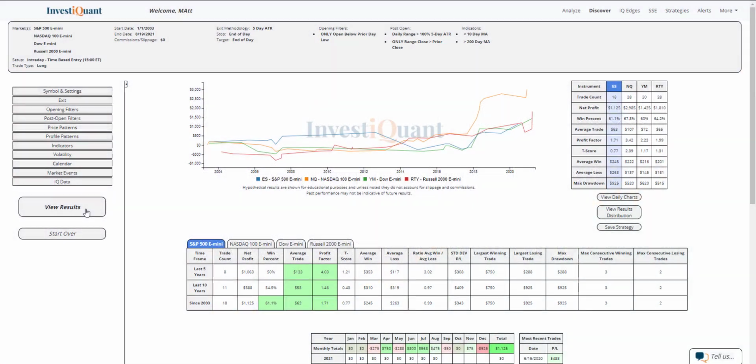And here we go. These are the results based upon entering the market long at 3 p.m. Eastern Time, exiting at 4:15 p.m. Eastern Time. When you open below the prior session low of day, and then at 3 p.m., you've got at least 100% of the 5-day ATR as a daily range, and you're trading above the prior session close. This is taking place in a weak bull market environment, which I've defined as below a 10, but above a 200-day simple moving average. This pattern has 18 samples in the S&P dating back to 2003. There's 28 for the NASDAQ, 20 for the Dow, and 28 for the Russell.